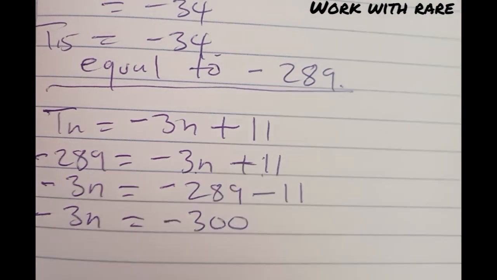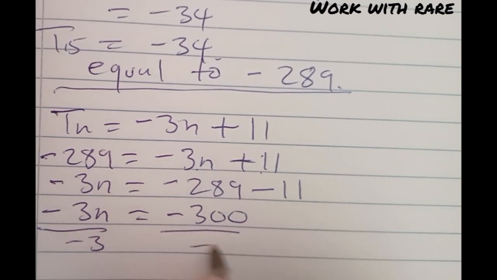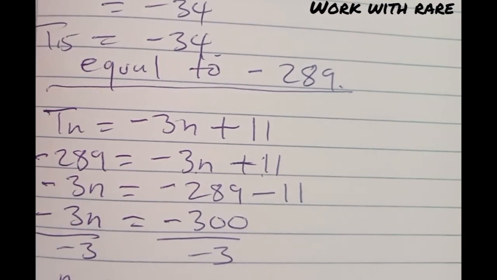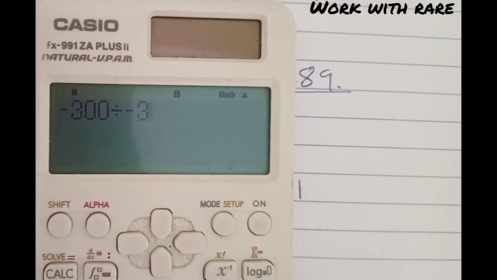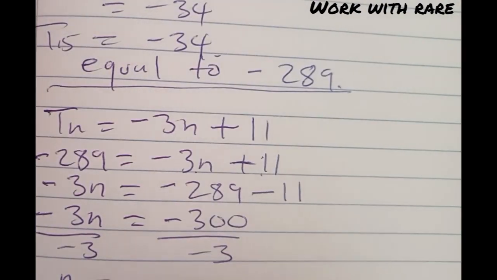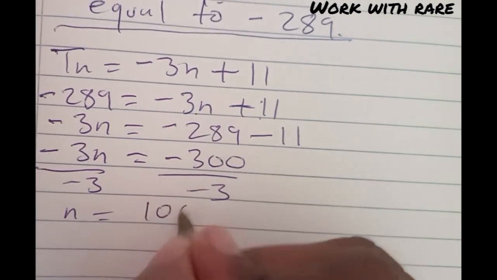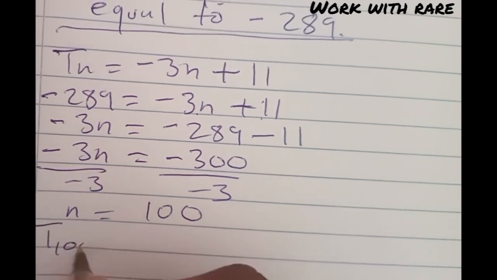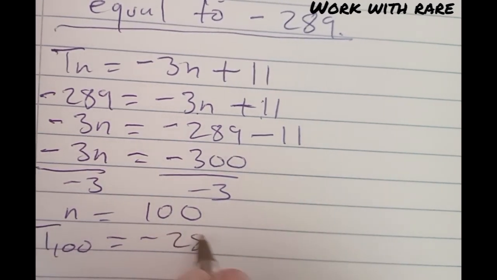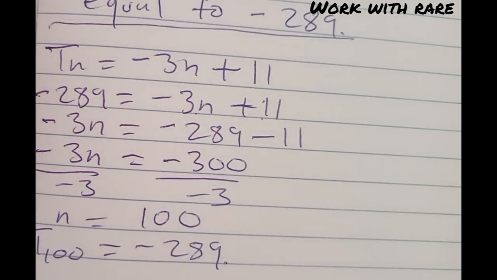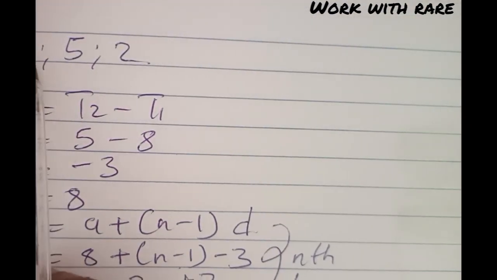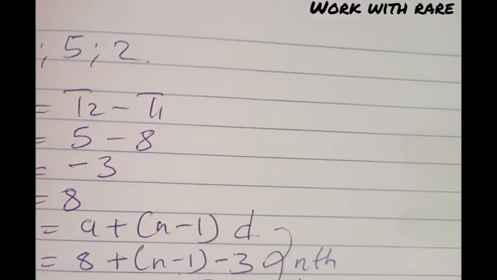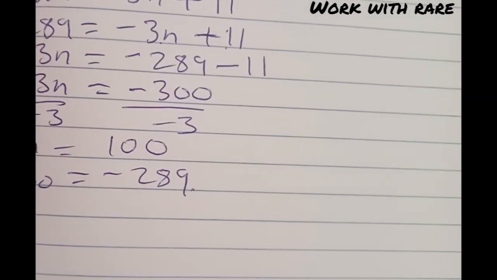After this step, I have to divide both sides by -3. You see, so my n will be, remember, -300 divided by -3, which is 100. You see, so my n is 100. So this tells us that term number 100 is equal to negative 289. Term number 100 of that sequence. Which sequence? The sequence I've been doing here. This sequence. Okay, all right, let's move on.